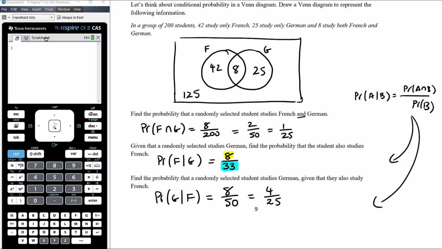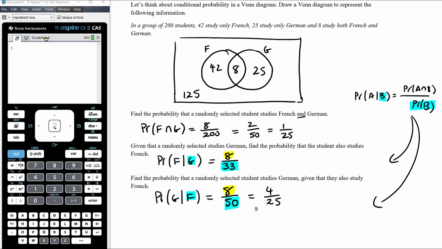This second one is the number of outcomes in F and G over the number of outcomes in F. So the denominator is the number of things in G or the number of things in F. That's what we're seeing in this formula. Probability of B goes on the denominator.